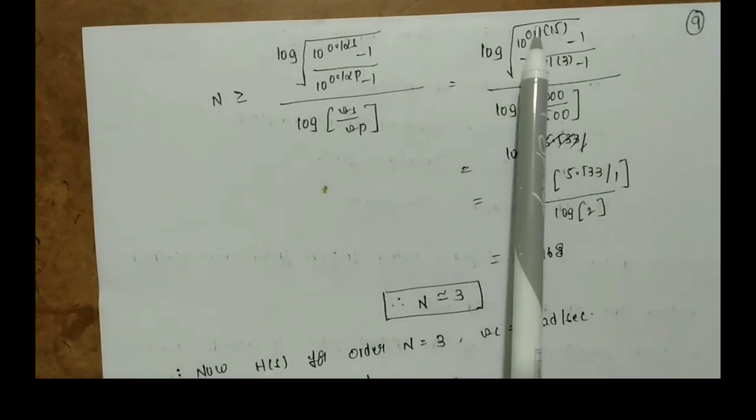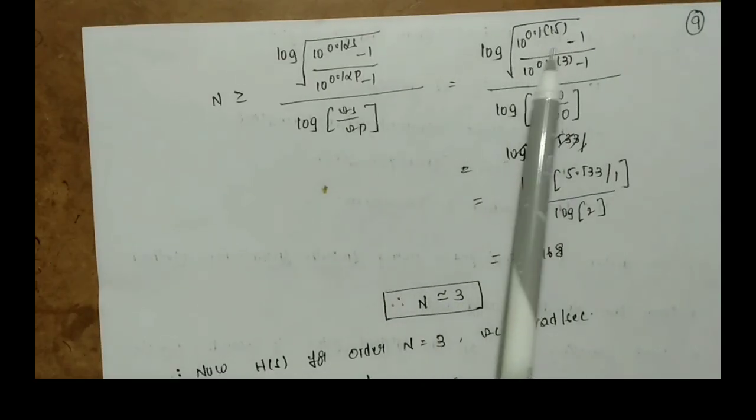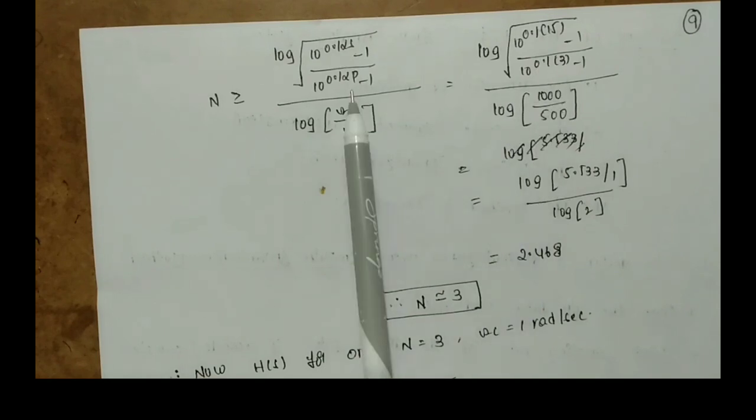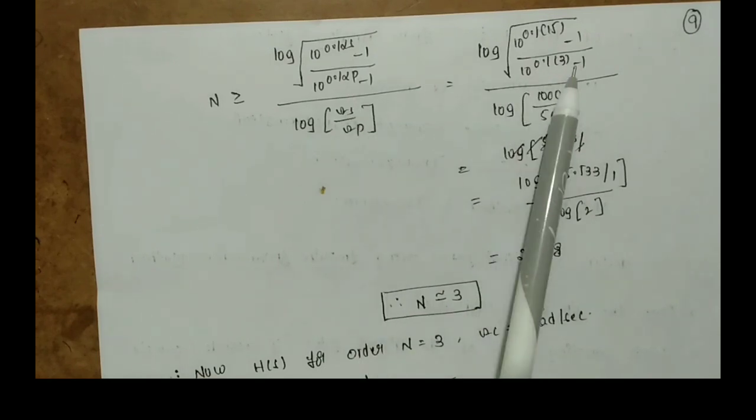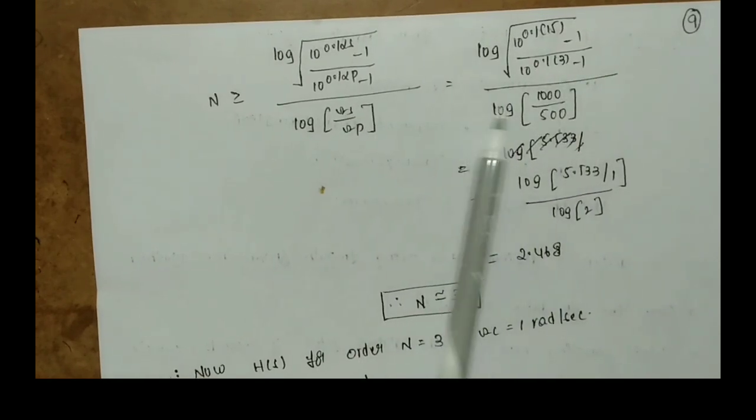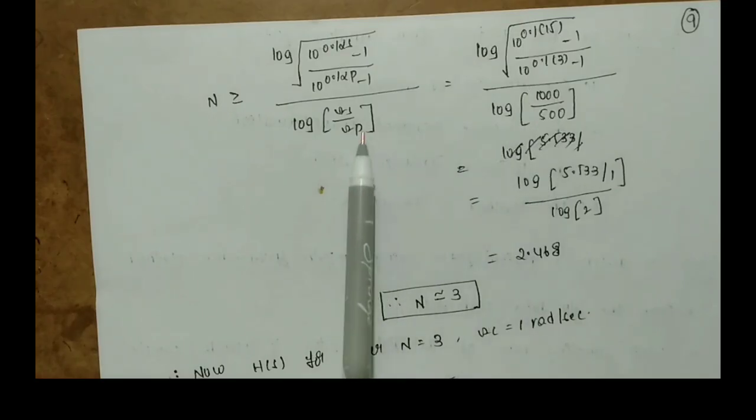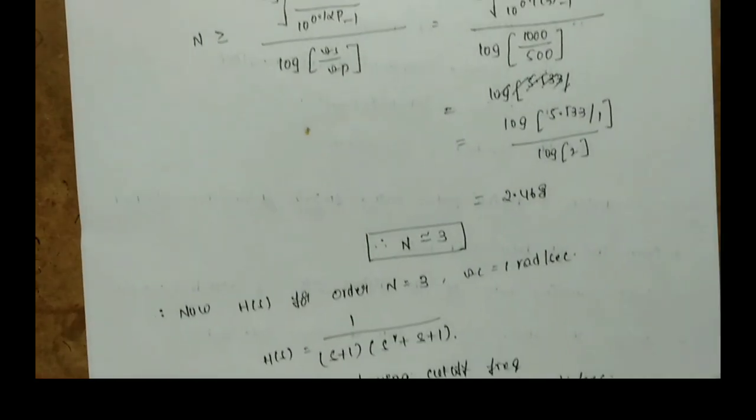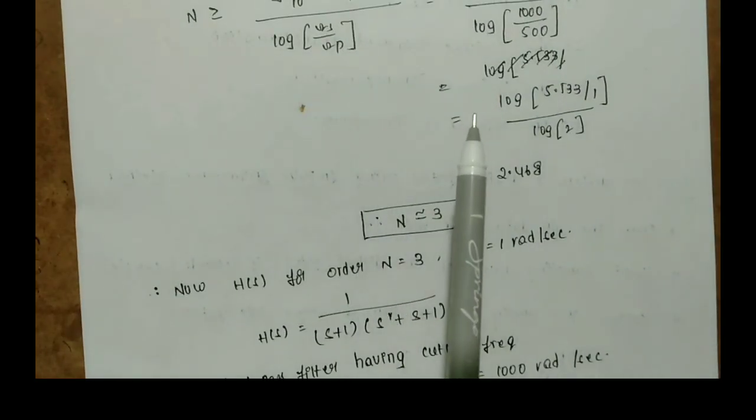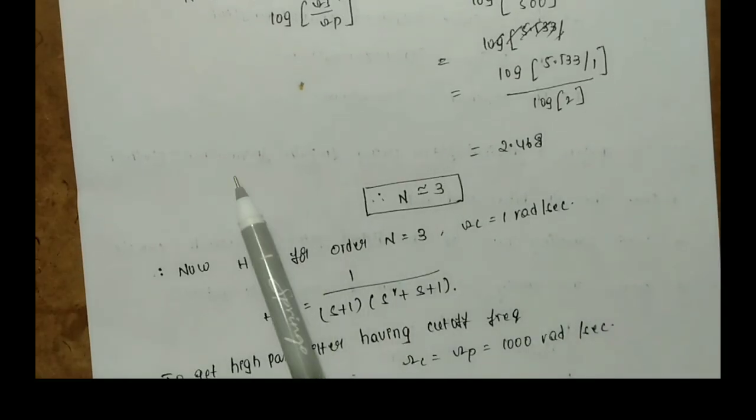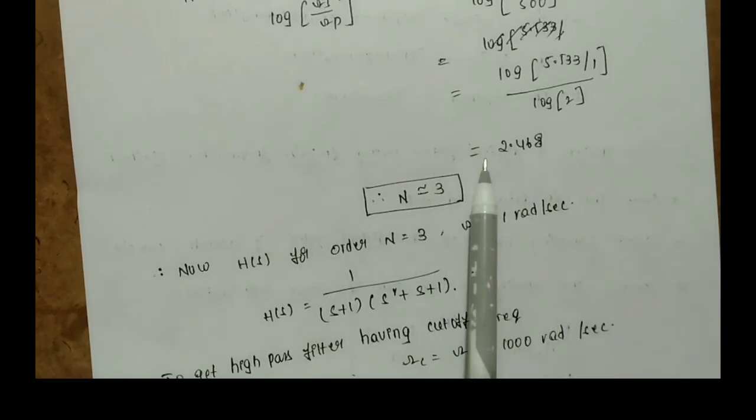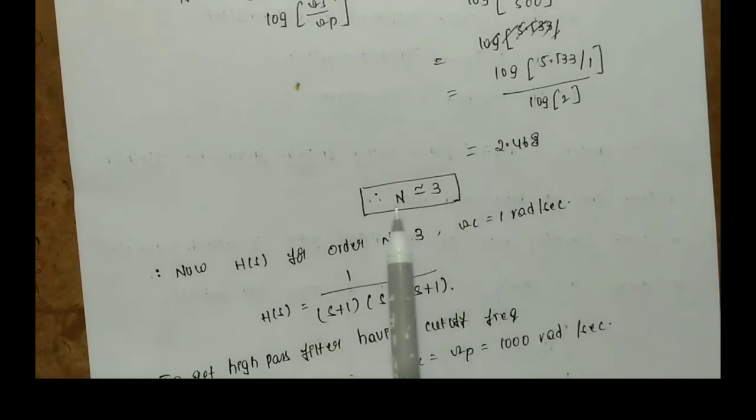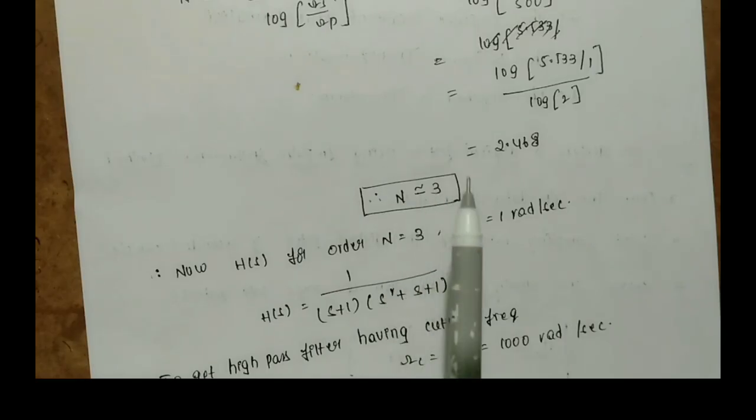So 0.1 into alpha s is 15 dB, I have substituted here, minus 1, by 10 power 0.1 into alpha p, which is 3 dB, I have substituted here, minus 1, whole divided by log of omega s, which is 1000, by omega p, which is 500. After doing the mathematical calculation using the calculator, I got n is equal to 2.468. Rounding it off to the next integer value, I got n is equal to 3. So the order is equal to 3.